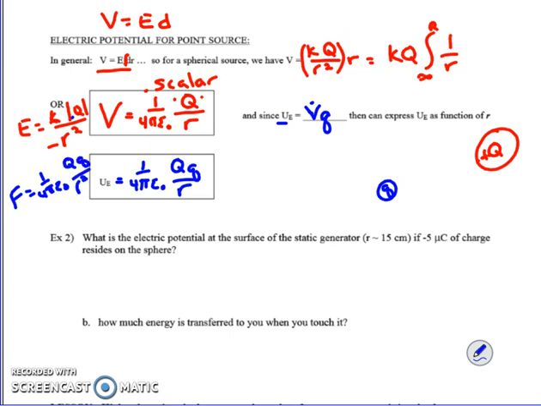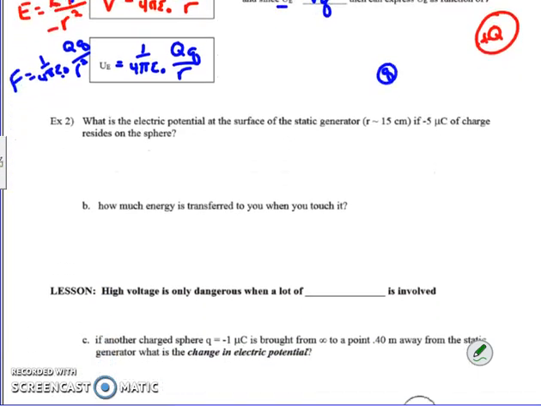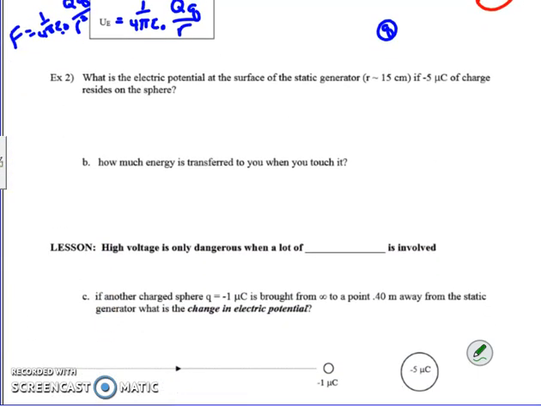So we have four equations that look very, very similar, our vectors going by inverse square, and our scalars just going by the inverse of R. All right, so let's do some practice problems with this, to try to make this a little bit more concrete.